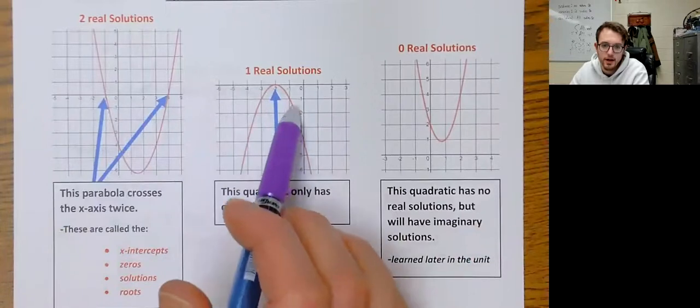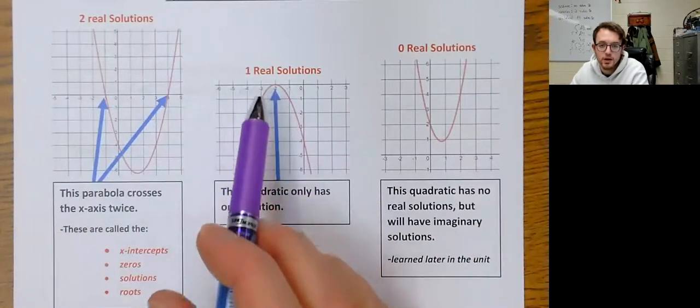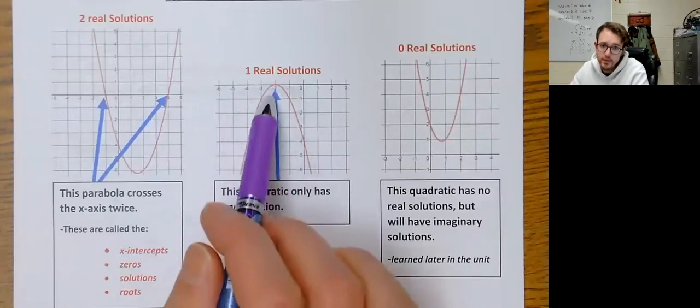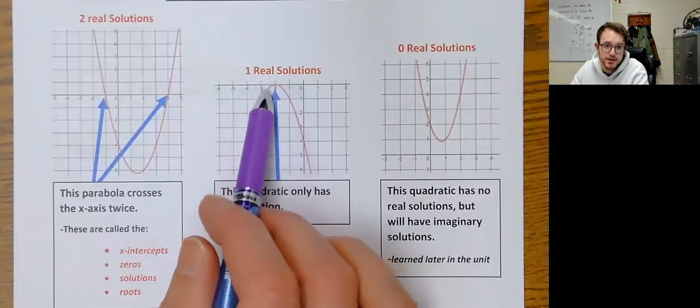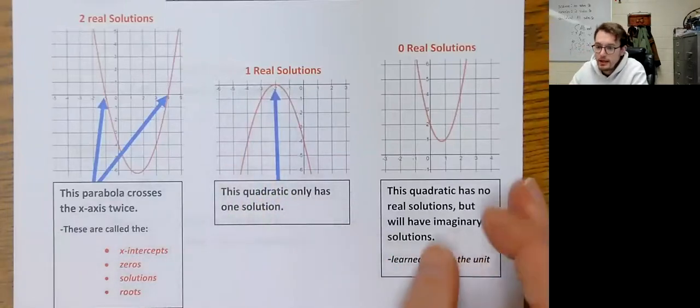Here's an example of a quadratic function or equation that would get you one real solution. That's because it doesn't cross, it just touches the x-axis once, at -2.